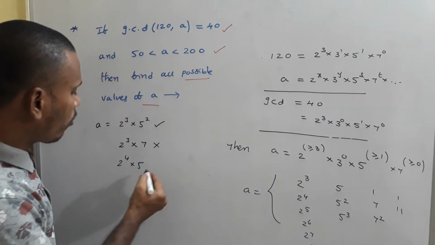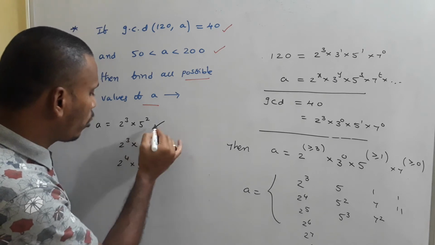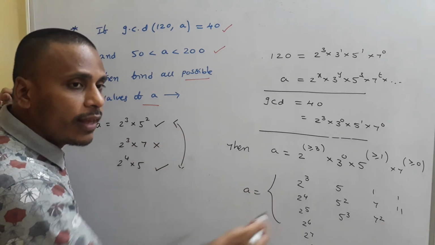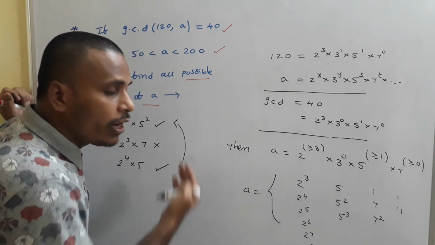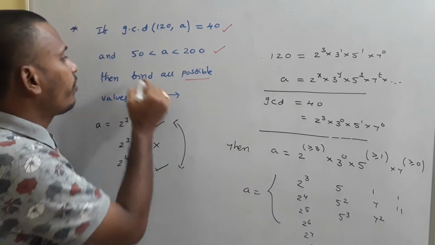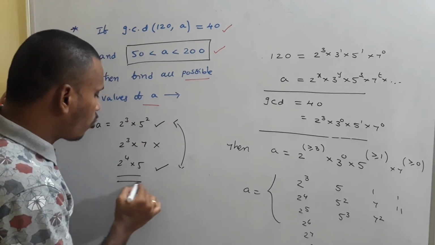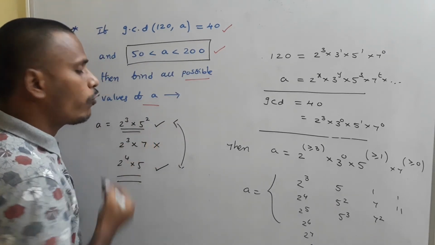2 power 4 into 5, 2 cube into 5 square. Only these two are the possibilities. No other possibility will happen. Actually there are many possibilities for A, but with this restriction we have only two possibilities for A. They are 2 power 4 into 5, 2 cube into 5 square.